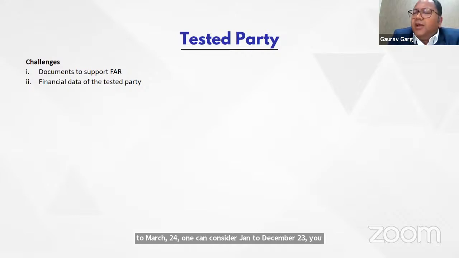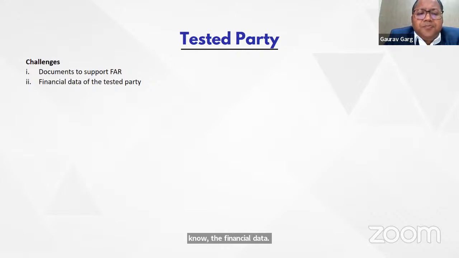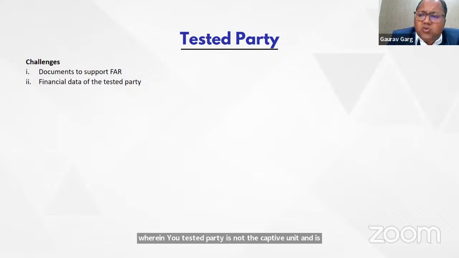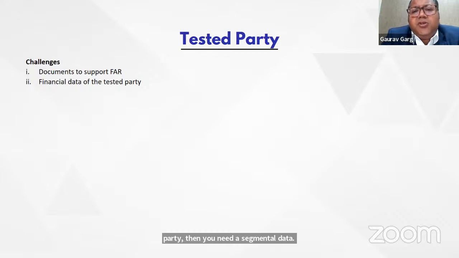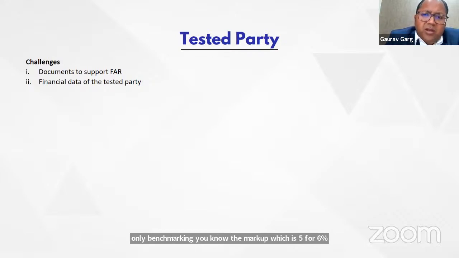The second set of issue with the financial data is wherein the tested party is not the captive unit and only part of the services are given to the related parties or associated enterprises by the tested party, then you need segmental data, because let's say, the markup charged by the foreign entity is cost plus 6% or 5%, then you are not only benchmarking the markup, which is 5 or 6%, but you're also benchmarking the cost.